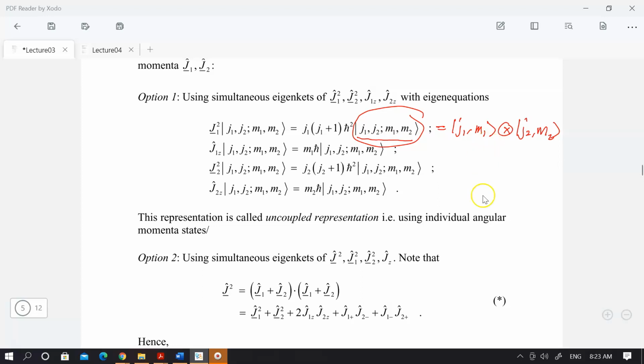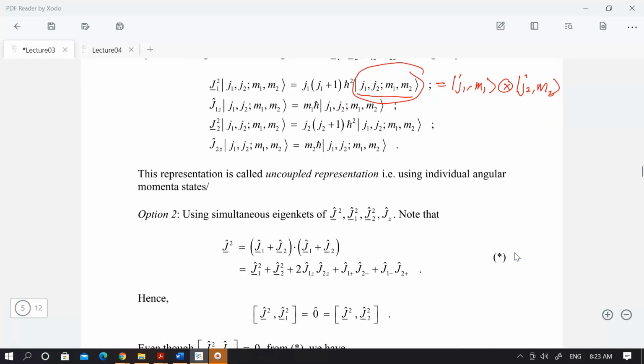Okay. The other option is the one I mentioned earlier, which is using the total angular momentum, which is now given by J squared, for the magnitude. So this is for the squared magnitude of the total angular momentum.